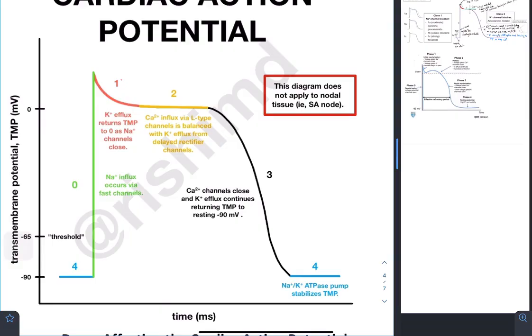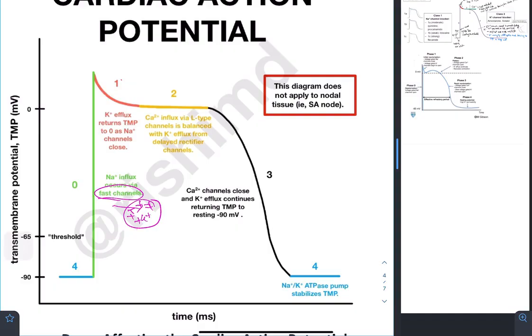In phase 0, we have sodium rushing into the cells. The cells always contain potassium. As sodium rushes in through the pump, it makes the inside of the cell more and more positive. In the cardiac muscle, the sodium rushing in is through the fast channel. And that's just what it means. It's super fast rushing in.